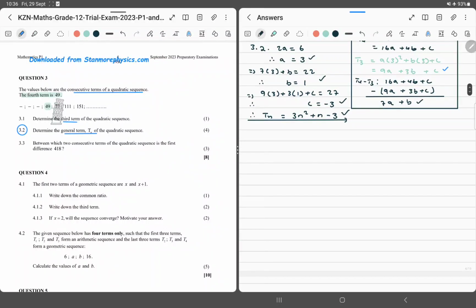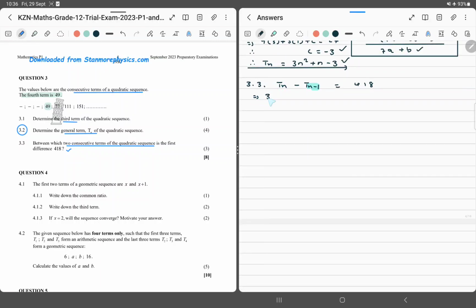Let's do it. So we've got 3.3. We're told here, between which two consecutive terms of the quadratic sequence is the first difference equaling 418. Okay, so this is easy. We can say just Tn, which is the nth term, minus the term previous to it. Again, it's very important to notice that we are saying this should be equal to 418. Okay, now the Tn is 3n squared plus n minus 3 minus. So this is going to be 3. Now we substitute n minus 1 where we see n. This is equal to 418.